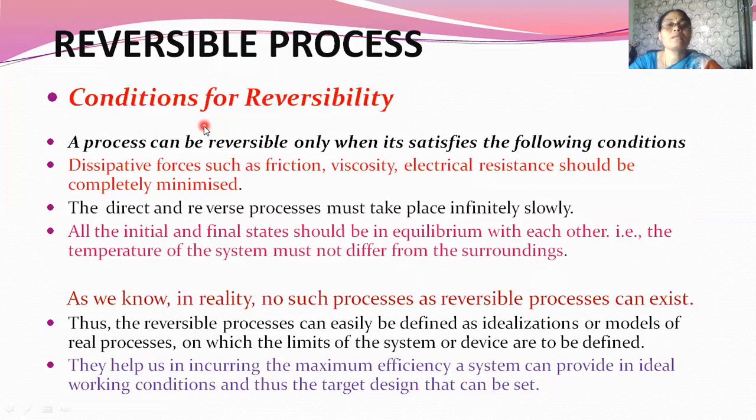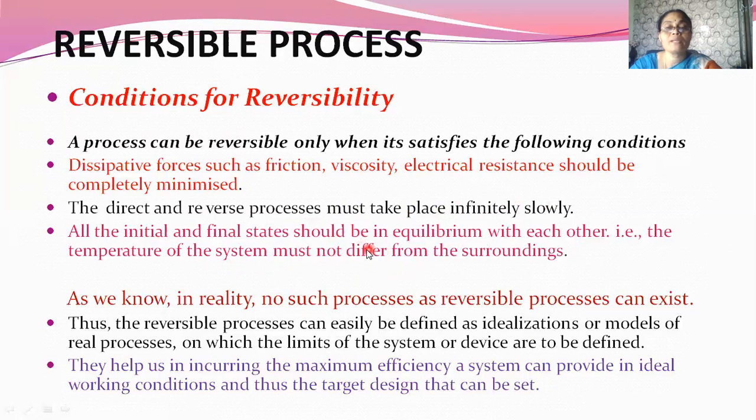Now let's see some of the conditions for reversibility. A process can be reversible only when it satisfies the following conditions. There should not be any dissipative forces such as friction, viscosity, and electrical resistance. That means these dissipative forces should be completely minimized. The direct and reverse processes must take place very slowly. All the initial and final states should be in equilibrium with each other. That means the temperature of the system must not differ from the surroundings.